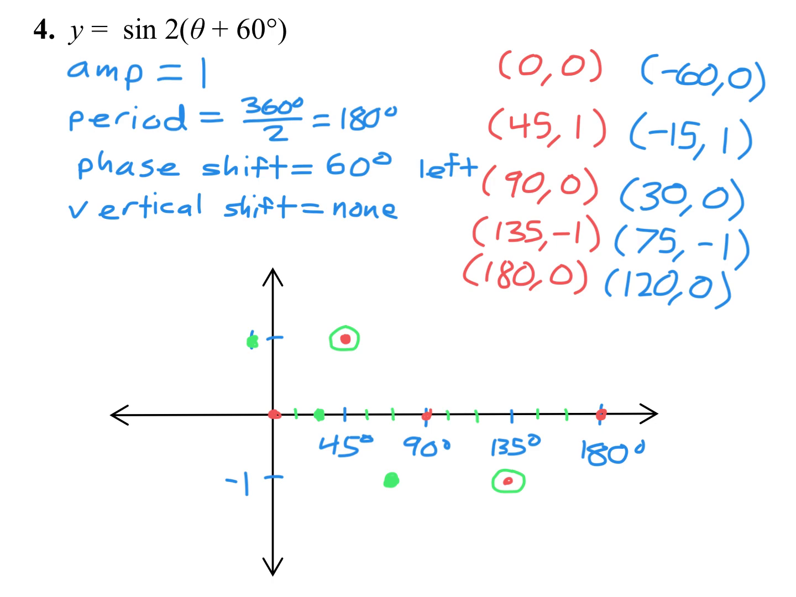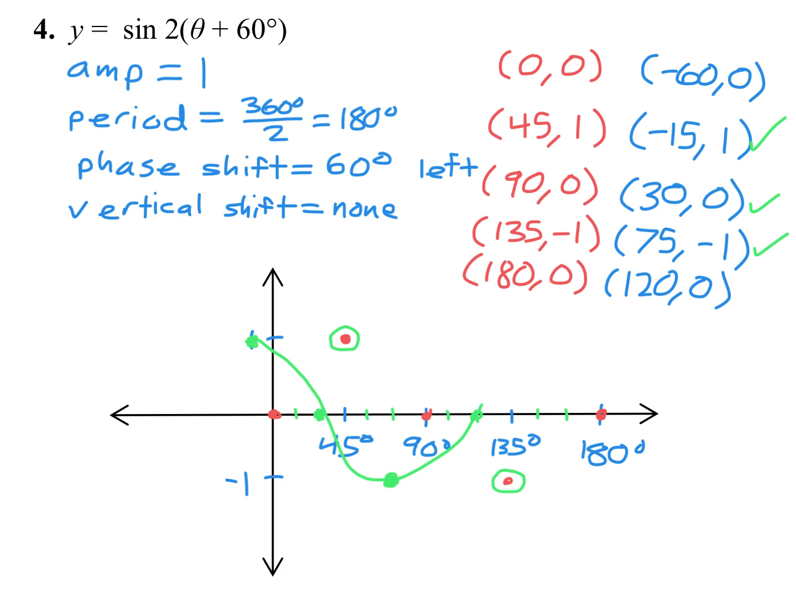All right, so I've already graphed some of these. I have this one, the 30, comma 0 we have in green, and the 75, negative 1. So we need the 120, comma 0. That'd be right here. All right, so let me try to connect some of these. So I'd have the wave going like this.